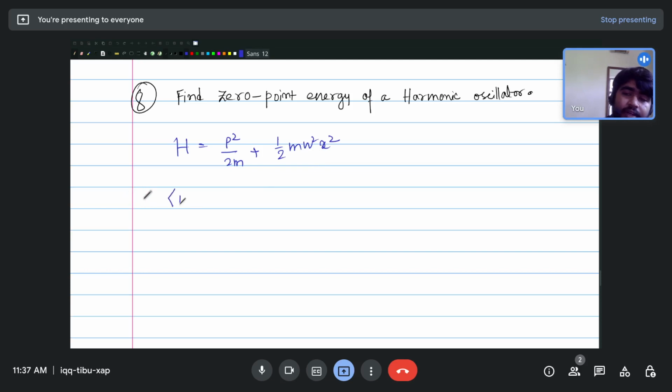So let's calculate H expectation. H expectation will be p squared by 2m plus half m omega squared x squared.